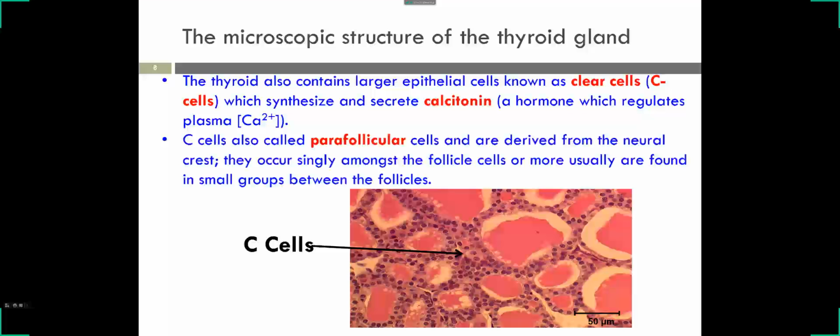C cells are also called parafollicular cells and are derived from the neural crest. They occur singly amongst the follicle cells, or more usually found in small groups between the follicles. You can identify them because they're outside the circle, outside the follicles.